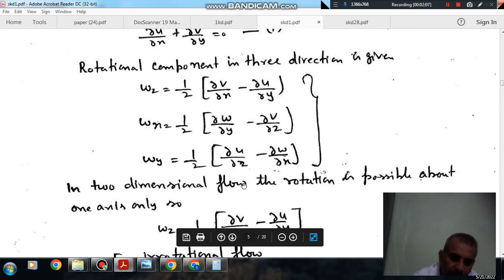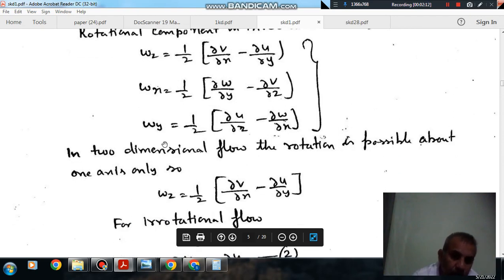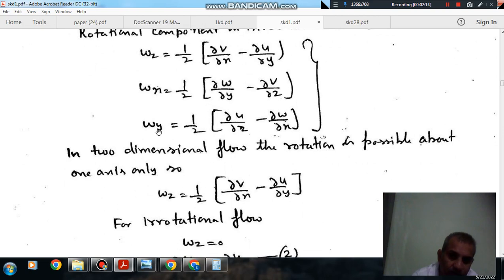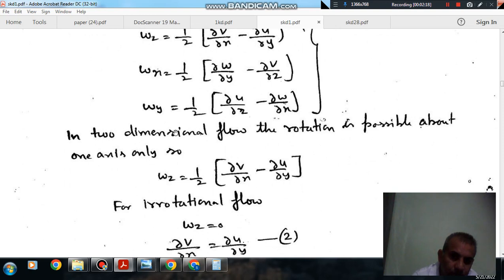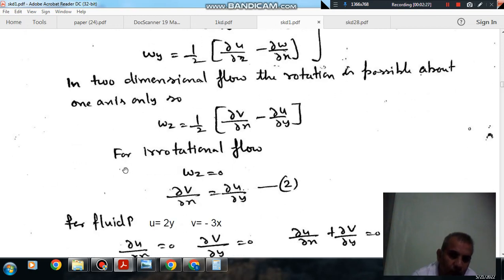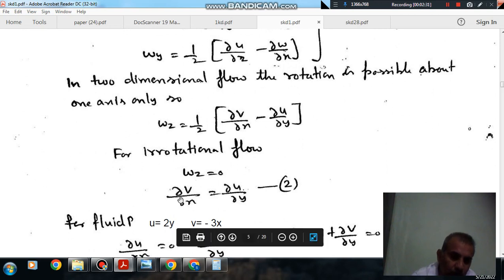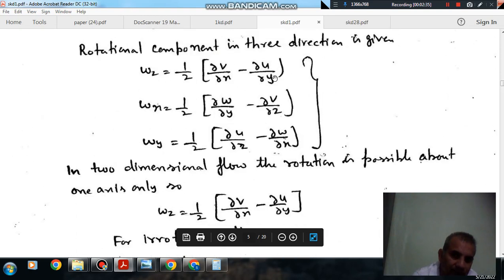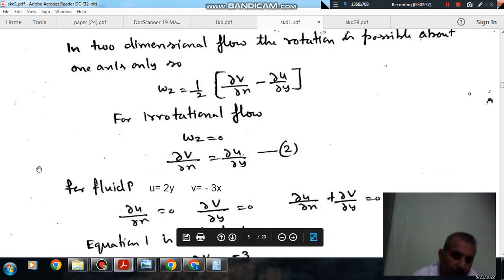Okay, so as there is no flow in that direction, this omega x and omega y will be 0. So there will be only rotation about the z axis. So that is 1 by 2 (∂v/∂x minus ∂u/∂y). So for irrotational flow, the omega z should be equal to 0, or ∂v/∂x is equal to ∂u/∂y.